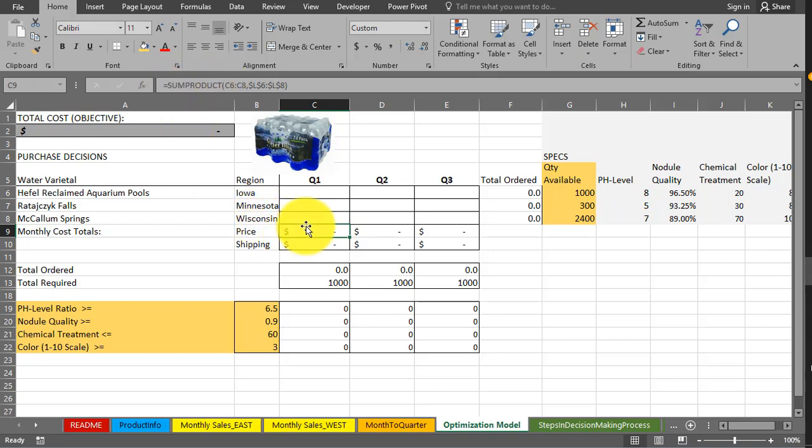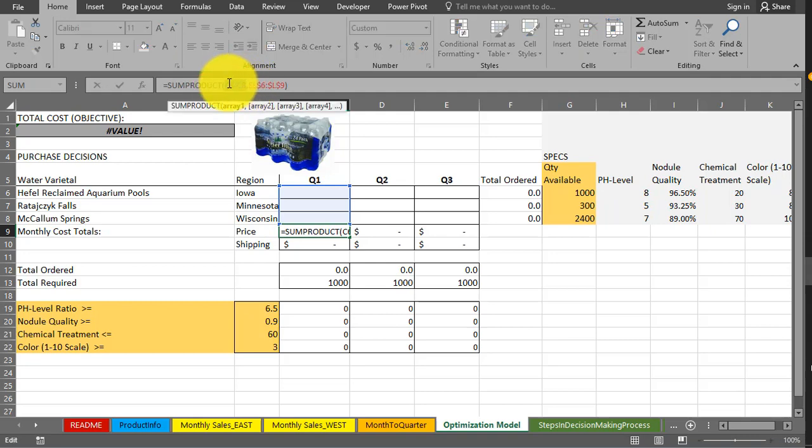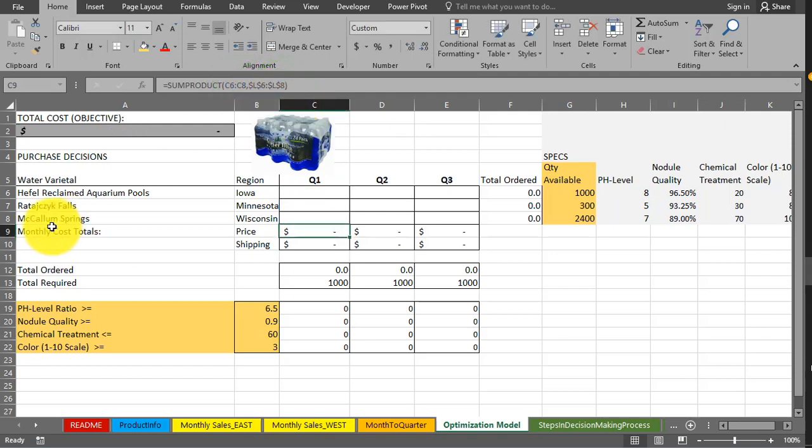Okay? Now, one problem you might have if you do a sum product function is if you set it up and you put a 9 here, you know what I mean? The sum product has to have the same ranges in each section. So C6 to C8, see the 6 there and the 8? It has to have a 6 and an 8 over here as well if you set it up using these in this model right here.